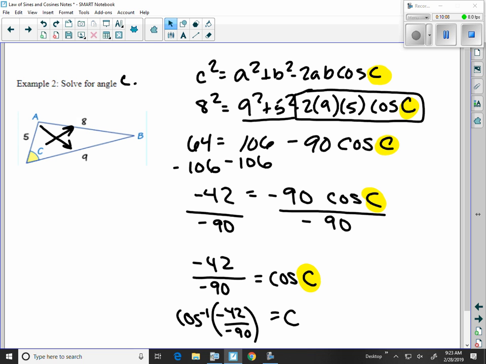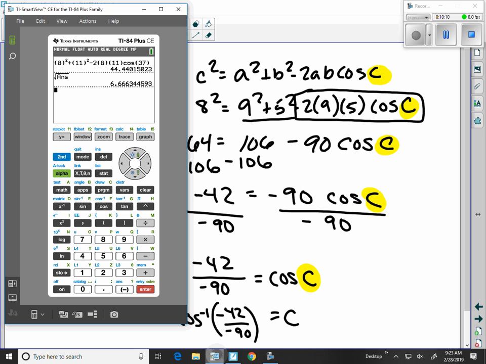Okay, and I'll do this in my calculator with you here. Where is it? So second cosine of our fraction, and we get 62.18 degrees. So C is 62.18 degrees.